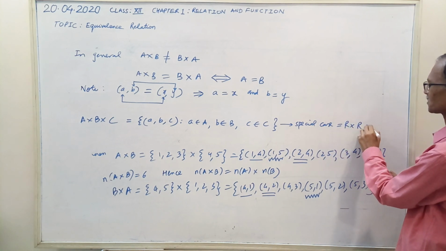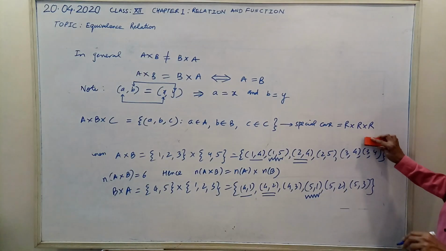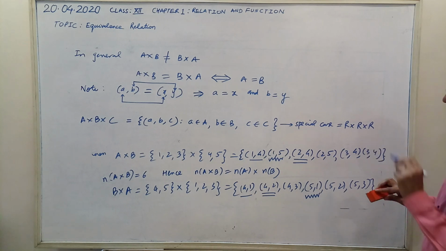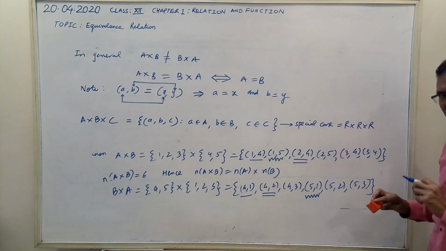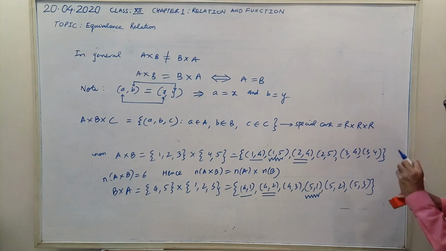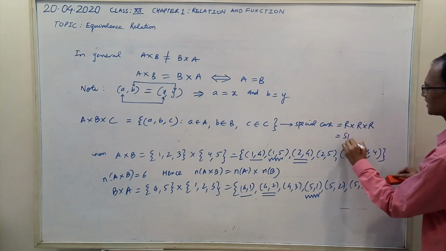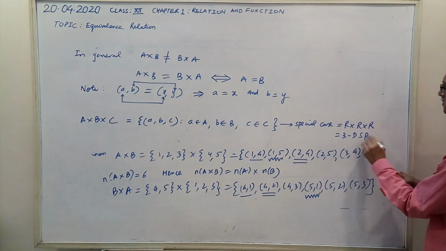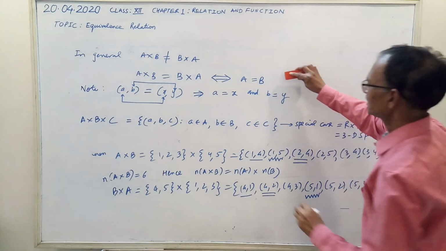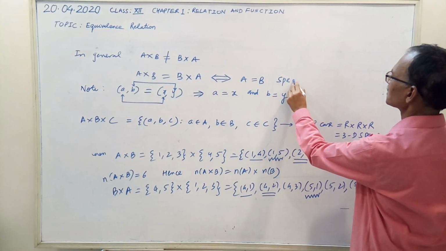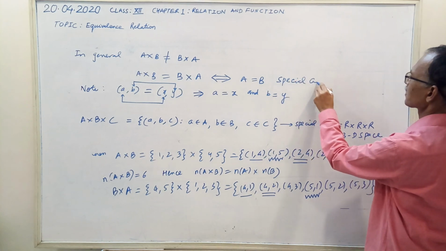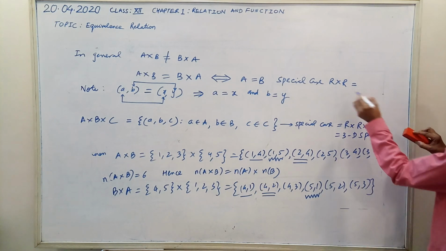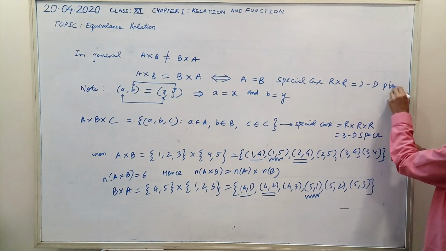is R cross R cross R, where R is the set of real numbers. This R cross R cross R, which is the set of three numbers, is going to represent a point in space, and they are the coordinates, and so all the points of space. So in coordinate geometry this is three-dimensional space, 3D space. Whereas its special case is R cross R, that means the set of all possible points in a plane, hence it is a two-dimensional plane.